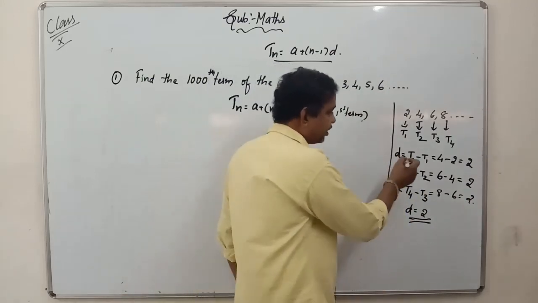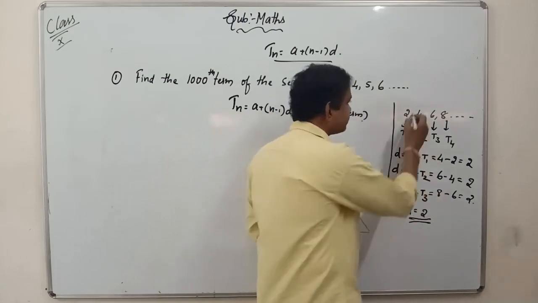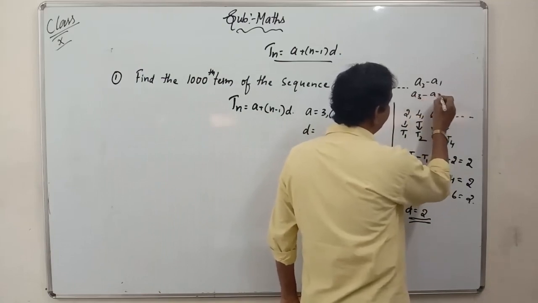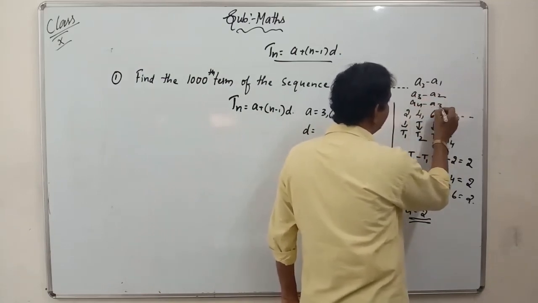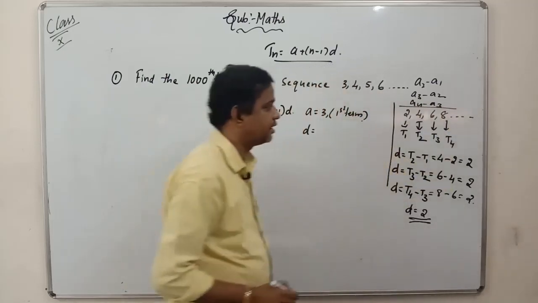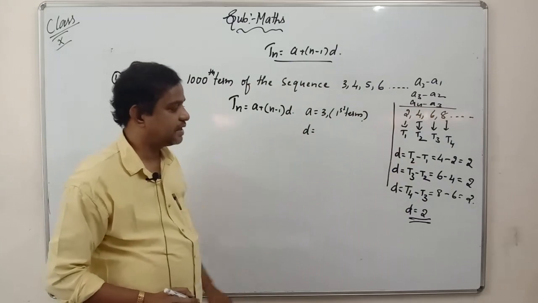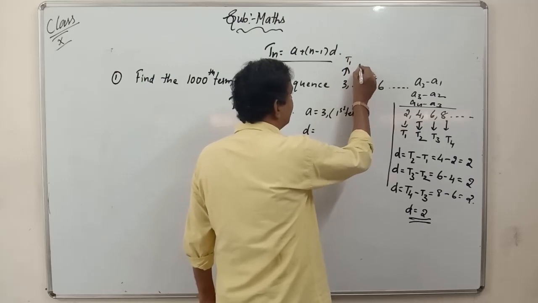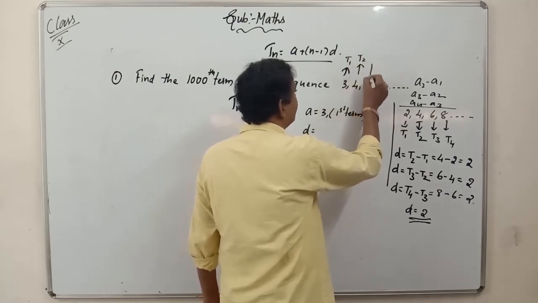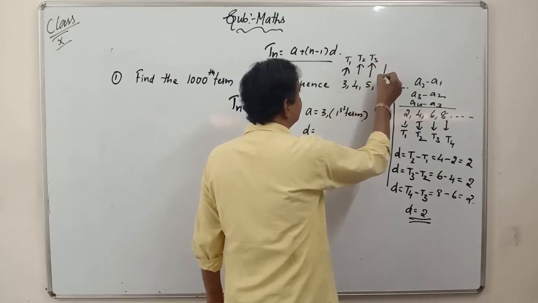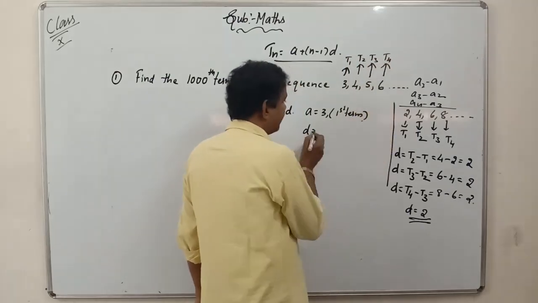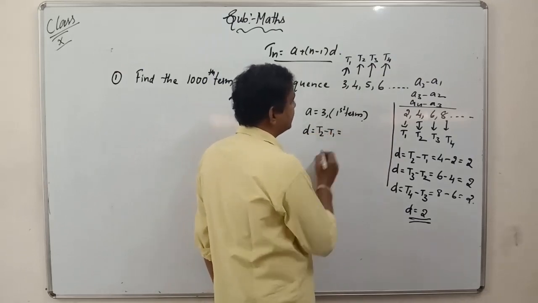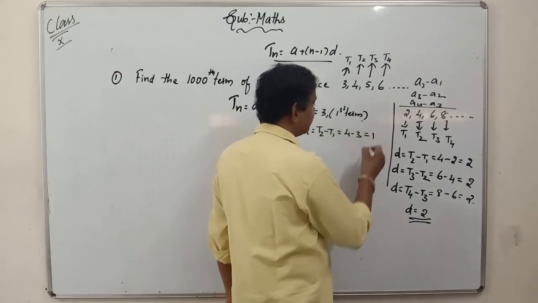Instead of T2 and T1, you can take A2 minus A1, or A3 minus A2, or A4 minus A3 also. It is left to you, whatever you want you can take. In the same way, now we will find d here. Take this as T1, this as T2, this as T3 and this as T4. d will be T2 minus T1, that is 4 minus 3 equals 1.